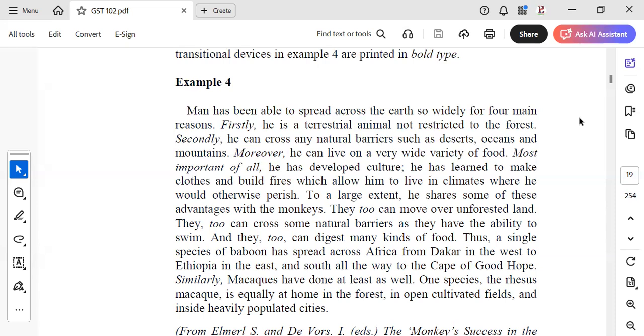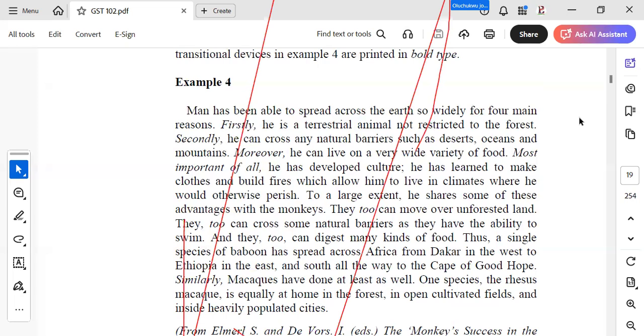Man has been able to spread across the earth so widely for four main reasons. Firstly, he is a terrestrial animal, not restricted to the forest. Secondly, he can cross any natural barriers such as deserts, oceans, and mountains. Moreover, he can live on a very wide variety of food. Most important of all, he has developed culture. He has learned to make clothes and build fires which allow him to live in climates where he would otherwise perish. To a large extent, he shares some of these advantages with the monkeys.